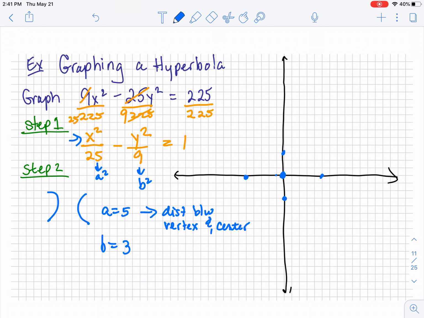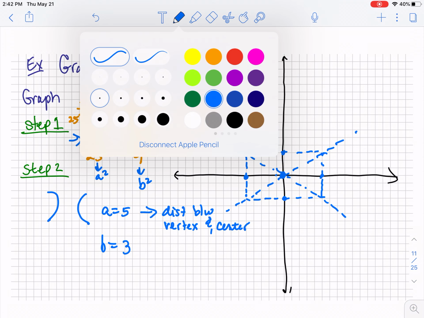Now the easiest way to describe how to graph a hyperbola is to take those dots that I just put in and draw a rectangle. Now you're going to want to draw a diagonal right through the center of the hyperbola, through the origin, and through the corners of that rectangle. See that?